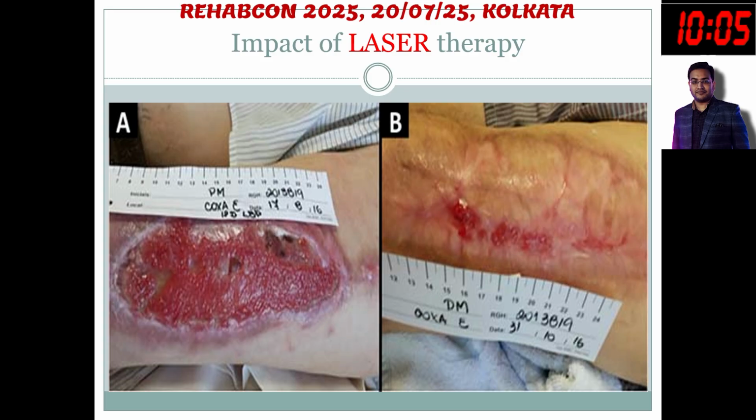This image shows the impact of laser therapy on a patient with a pressure ulcer. You can see the difference between the two images just over a period of a month. There's a massive improvement in the ulcer.